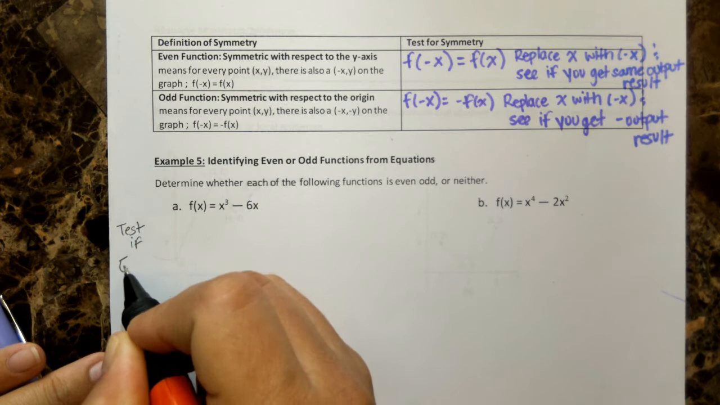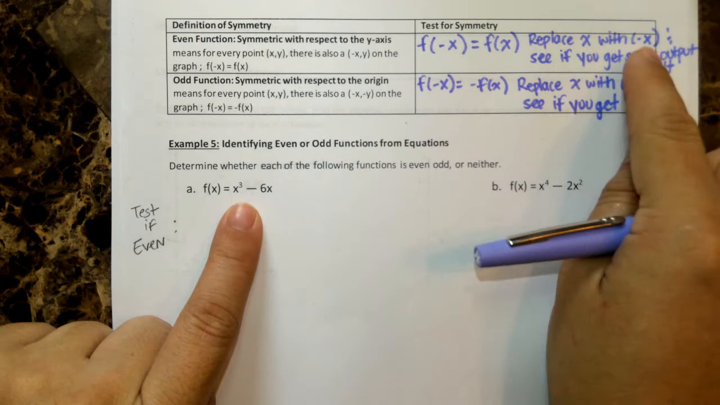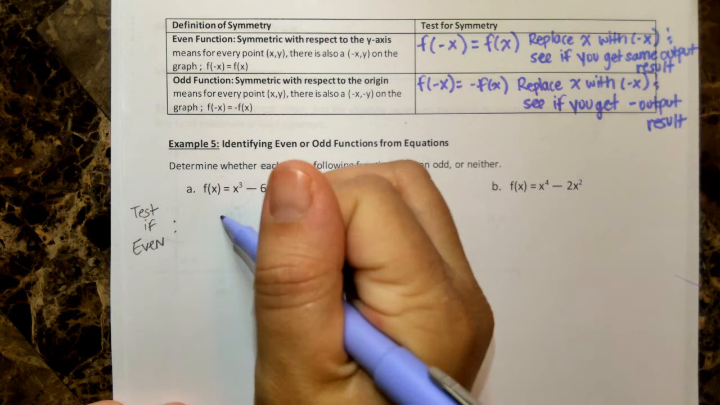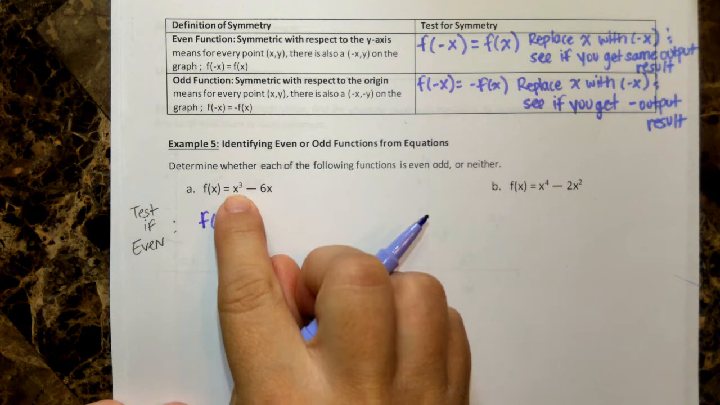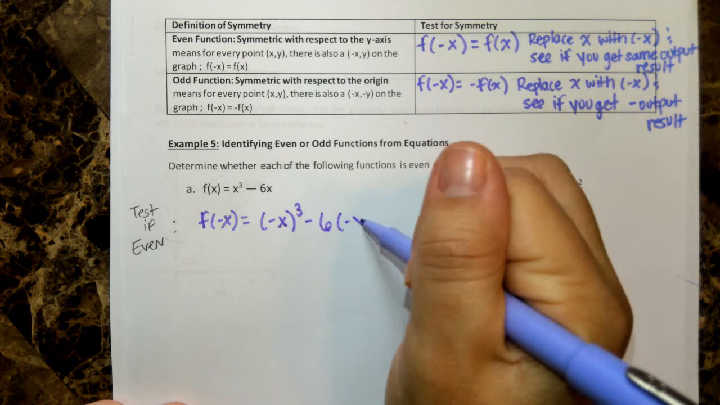All right. Now the test to tell if the function is even says that you're just going to take your function, replace your x with a negative x. So I'm going to take this function and replace it with negative x. So instead of x to the third power, this will be negative x to the third power minus 6. Instead of x, I'm going to replace it with a negative x.